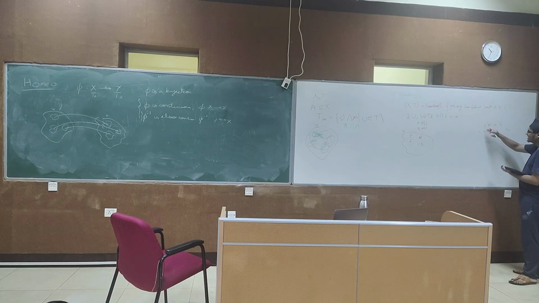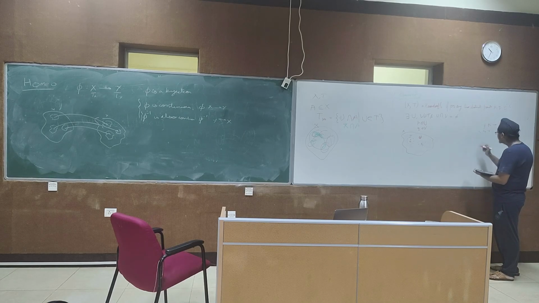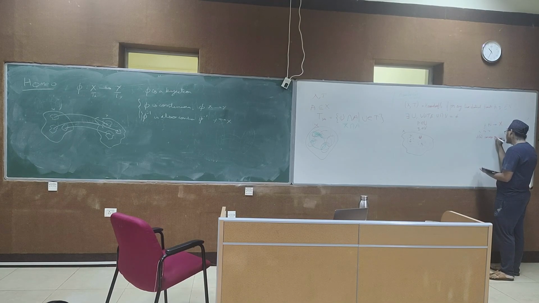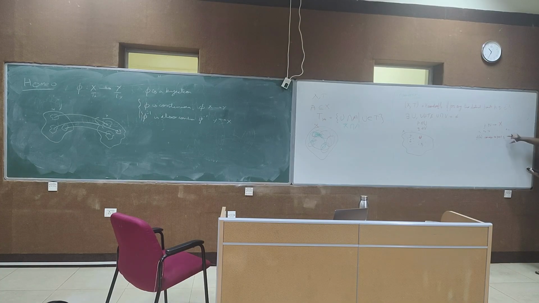So a sequence in X converges to some point, call that point Q. So the sequence A_n converges to point Q if for every open set U that contains Q, there exists some natural number N such that for all n greater than N, the sequence belongs to this set.